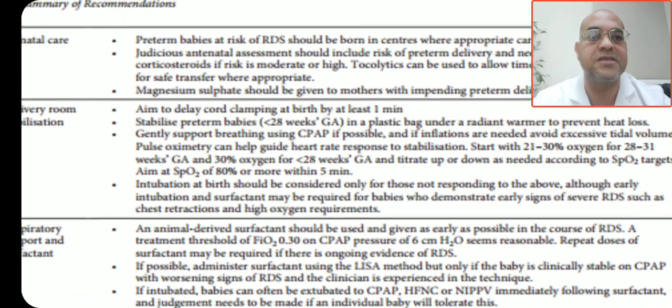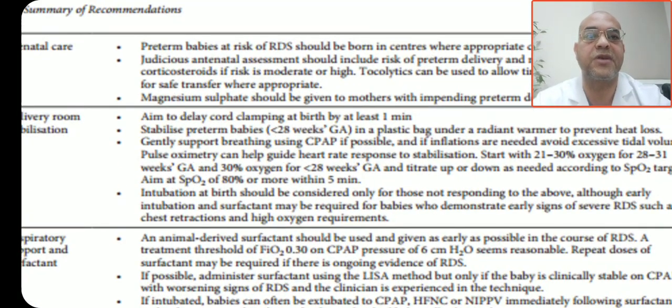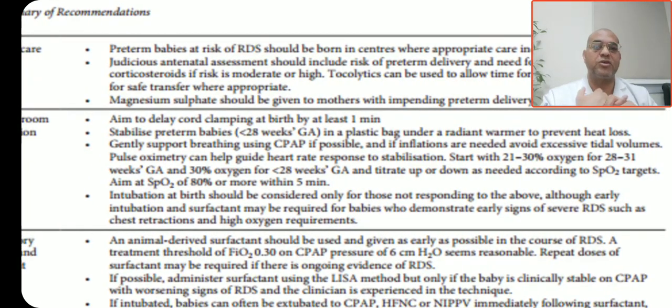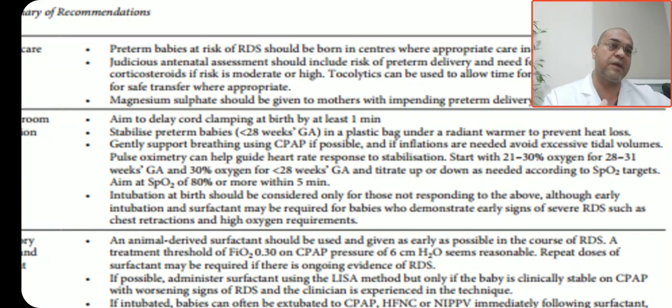I will maximize this one first. We'll see. This is the prenatal care. First of all, any premature babies at risk of RDS should be born in a center appropriate for RDS care, that can deal with RDS patients and where mechanical ventilation is available. This is the first thing. Any baby at risk of RDS should be treated in the proper place that can manage such cases.